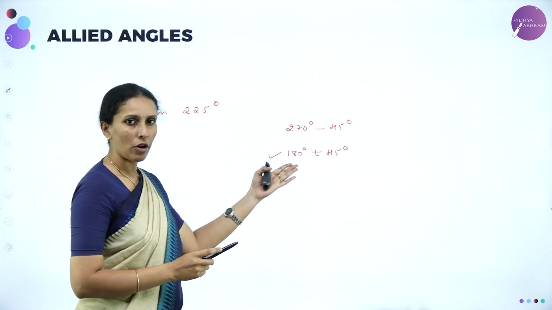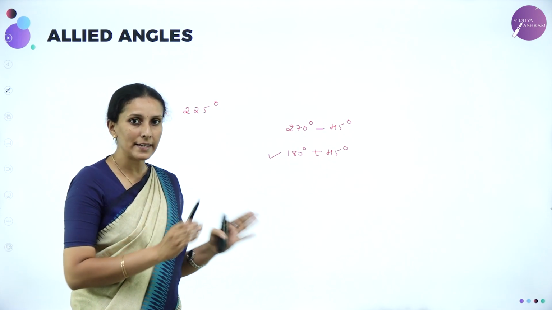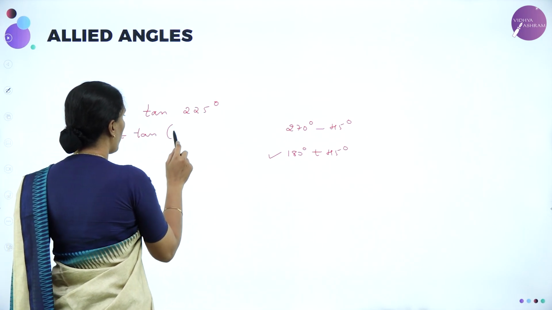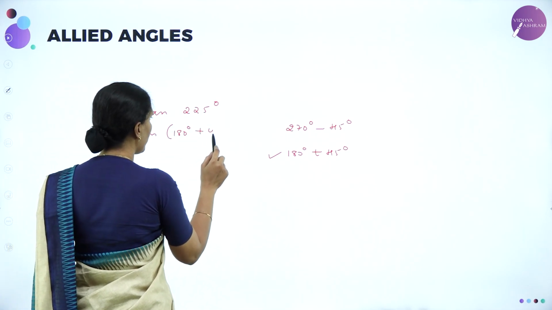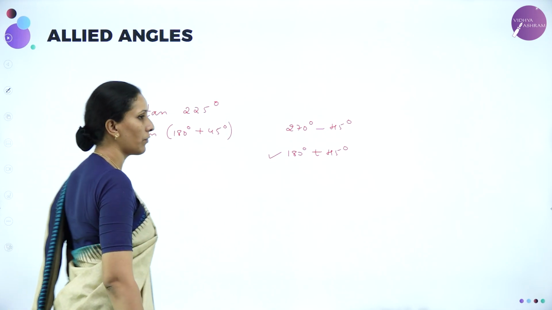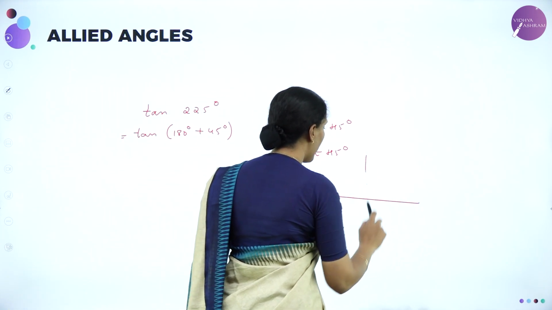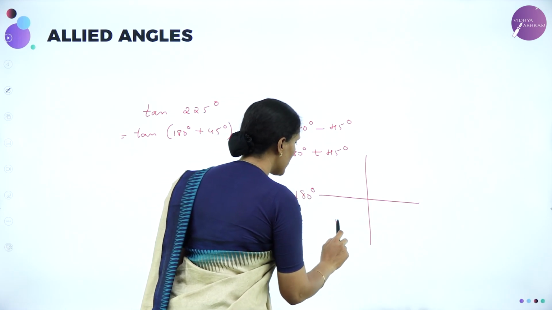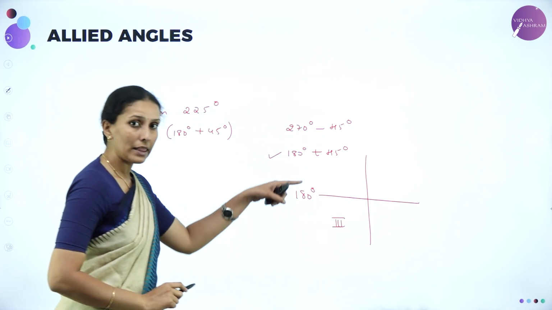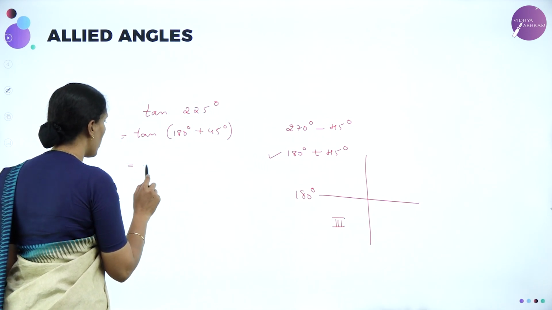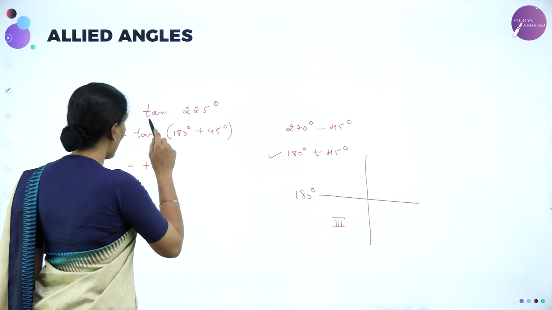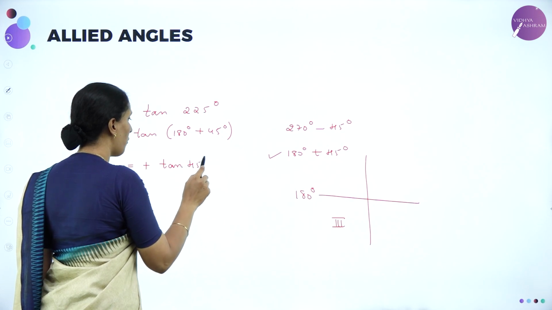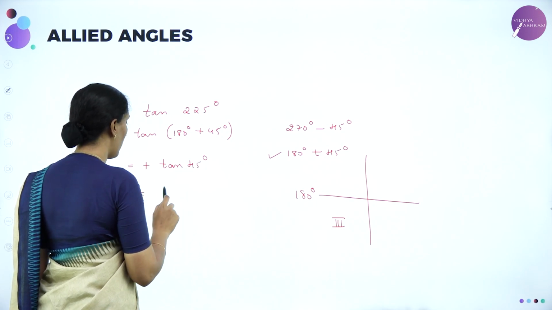So let's always use 180 or 360 so that it is easy for the evaluation. Now here, tan(180 + 45). Observe the quadrant. Here is your 180. Plus 45 means it comes in the third quadrant, and in the third quadrant, tan is positive. So it is a positive sign, and tan(180 + theta) is tan theta only. So it is tan 45 degrees, and the value will be equal to 1.